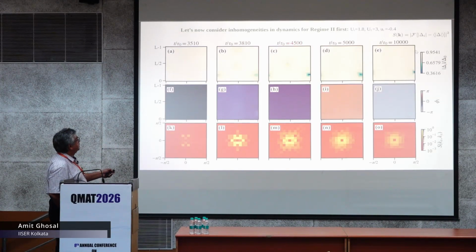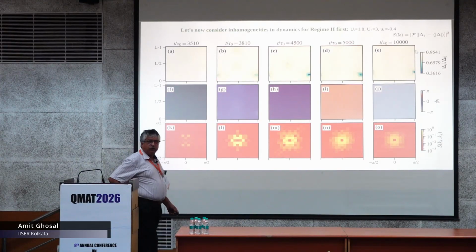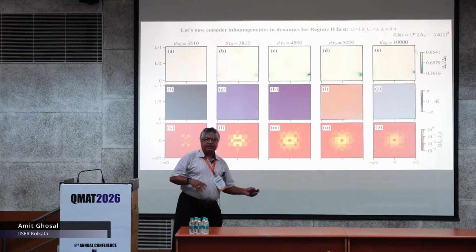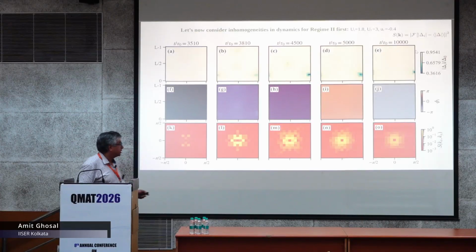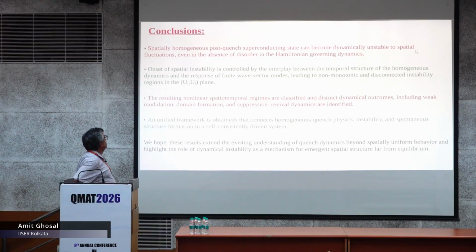Similar thing can be looked into in this, which will be regime 1, where the inhomogeneities are relatively weaker, and I will not talk about it. Similar structure, you can see there is a weak inhomogeneity, and that brings me to the conclusion slide.